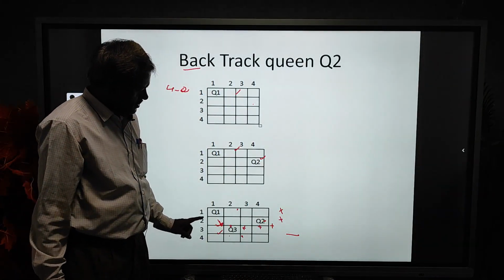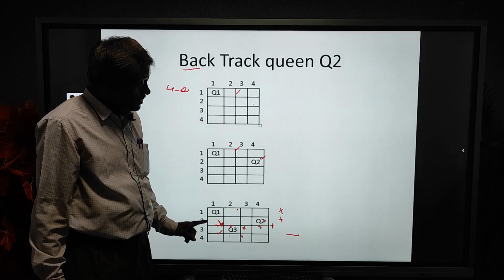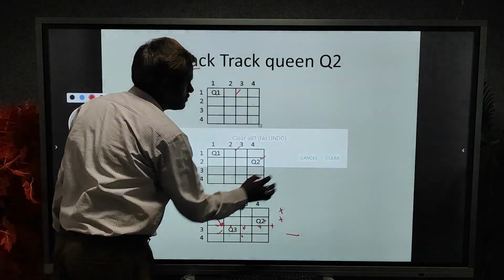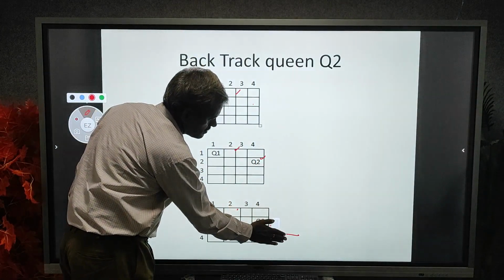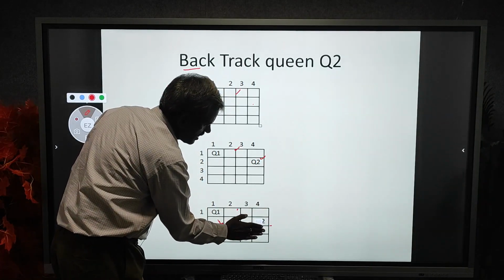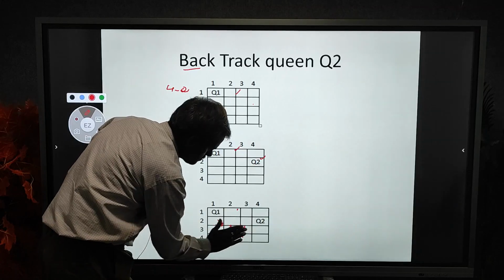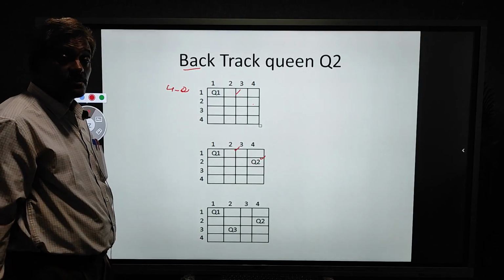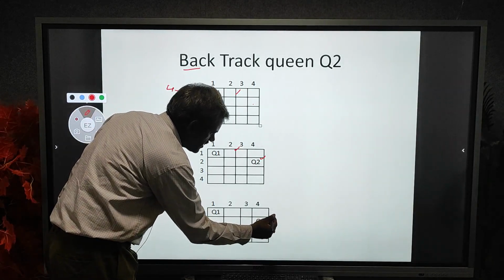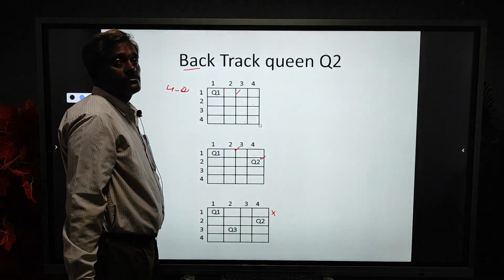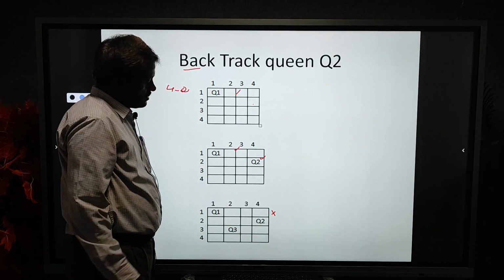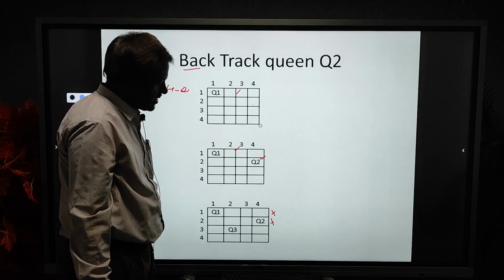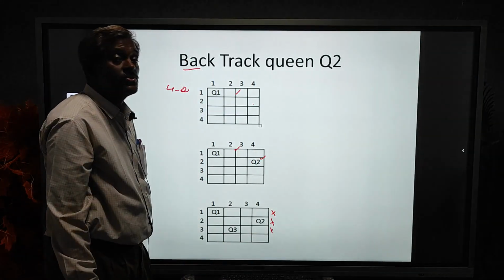Now if I want to place Q4, after placing Q3, now check. If I want to place Q4, as per row wise, here it is not possible. That means no queen should be in the same row as Q1. This row is not possible. Why? Because in that row Q2 is there. This row is also not possible. Why? Because Q3 is there.